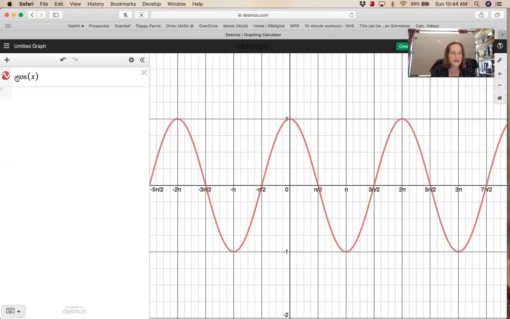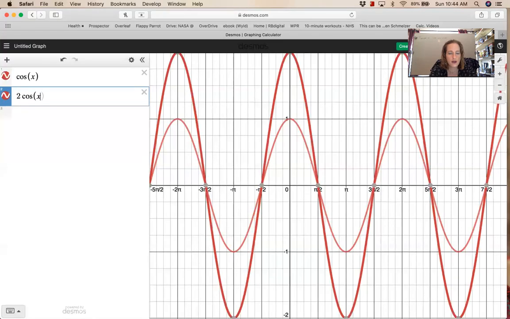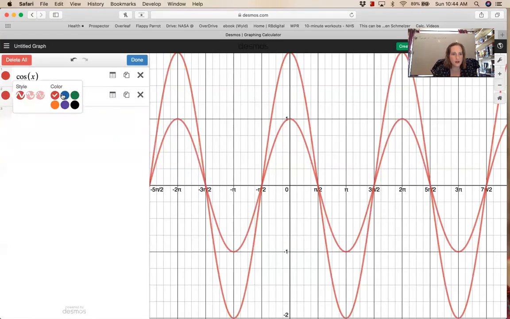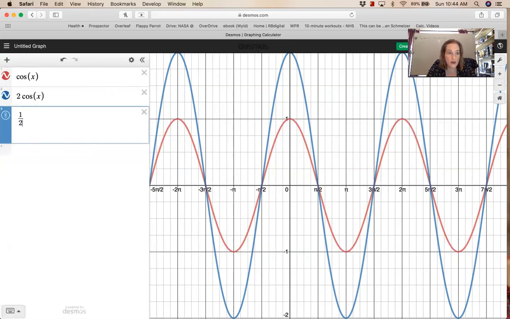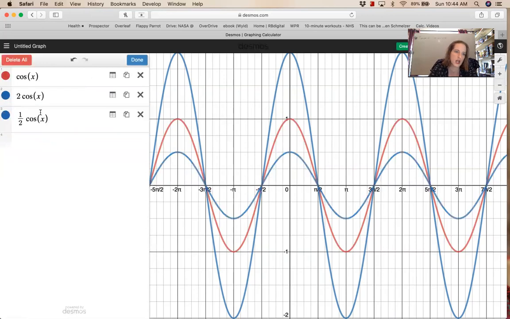Now, let's see what happens when we multiply this function by something like 2. So 2 cosine of x. Whoa, that looks a lot different. I'm going to make it a different color. So blue is the graph of 2 times the cosine of x. Let's go ahead, for comparison, and do the graph of 1/2 cosine of x. And again, I'm going to change the color so you can see it.